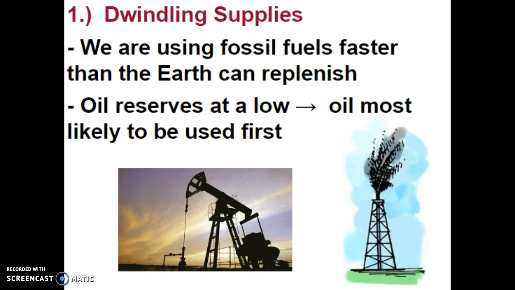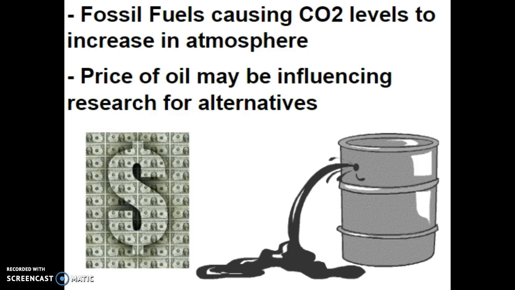Our oil reserves are at a low. More than likely, out of the oil, coal, and natural gas, oil will be the most likely of the fossil fuels to be used up first. Of course, the main problem with fossil fuel burning that we learned in our last unit was that it causes carbon dioxide levels to increase in the atmosphere. So it increases the levels of some of those greenhouse gases. The price of oil is really influencing research for alternatives, and we will discuss alternative energy sources in our next section.